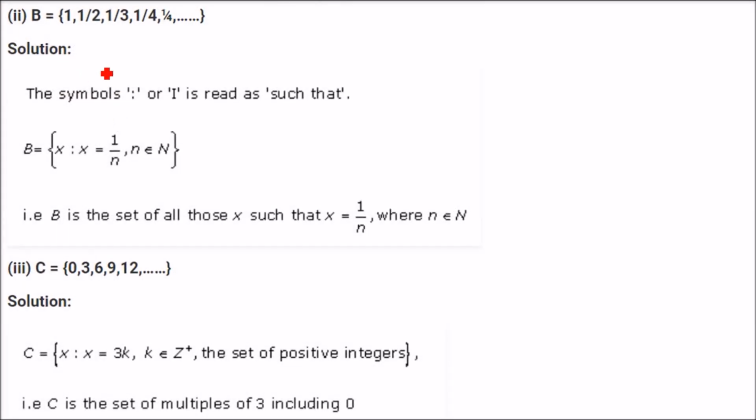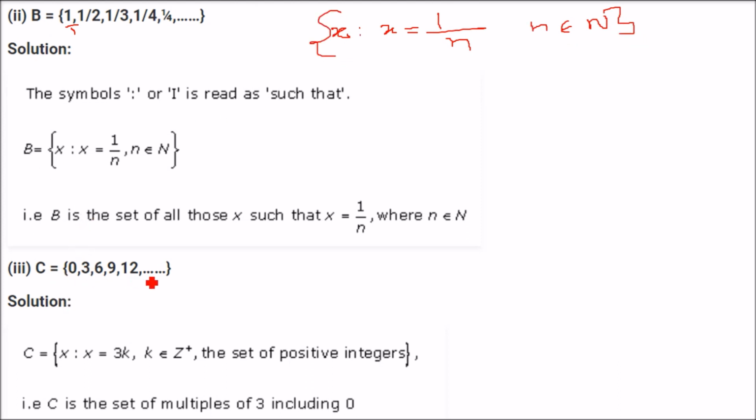Next one is 1, 1 by 2, 1 by 3, 1 by 4, 1 by 5 and so on. So all the numerators are 1. And the 1, 2, 3, 4 in the denominator are nothing but the natural numbers. So let us write 1 by n. What we are going to write: X is such that X equal to 1 by n, where n is a natural number, n belongs to the natural numbers.